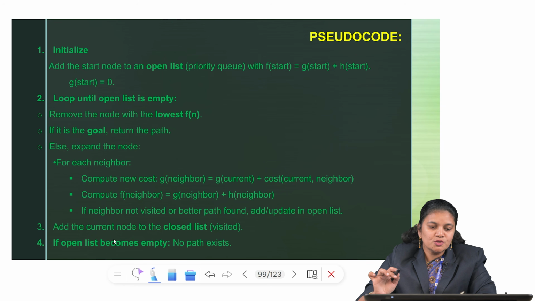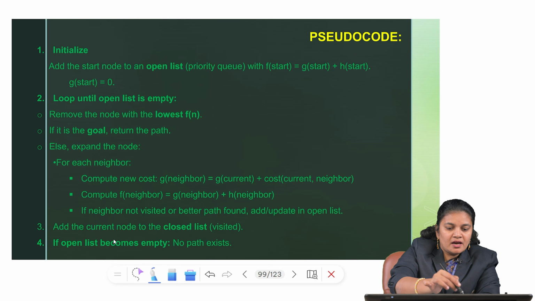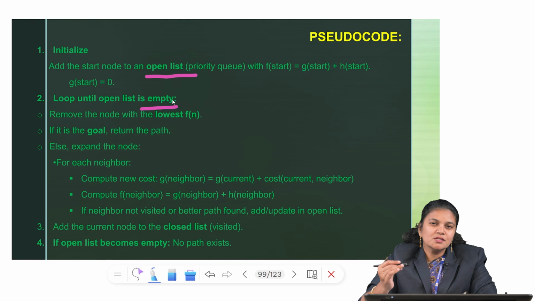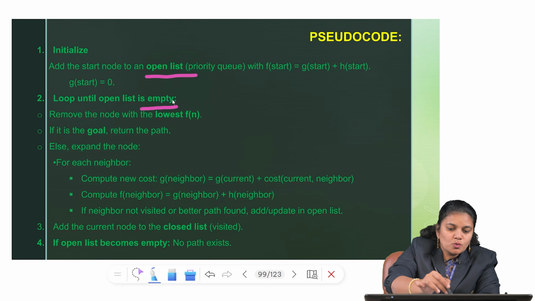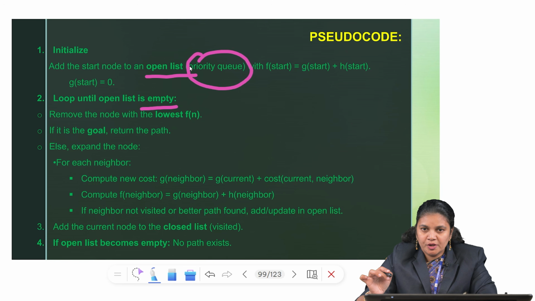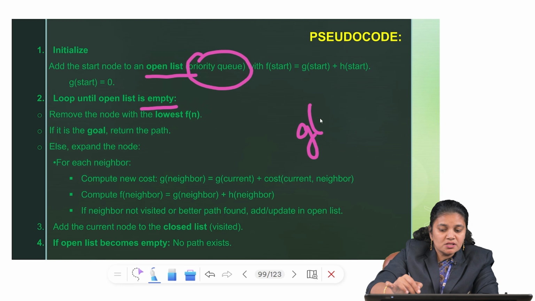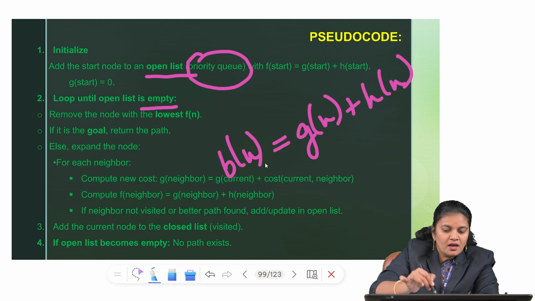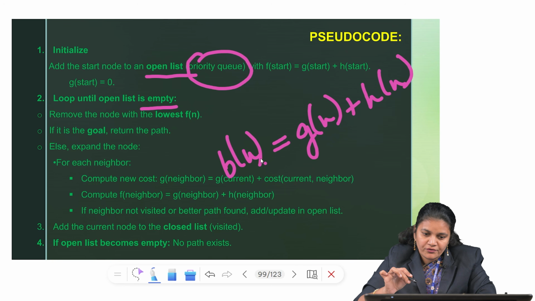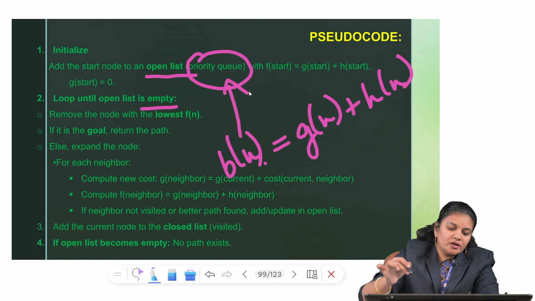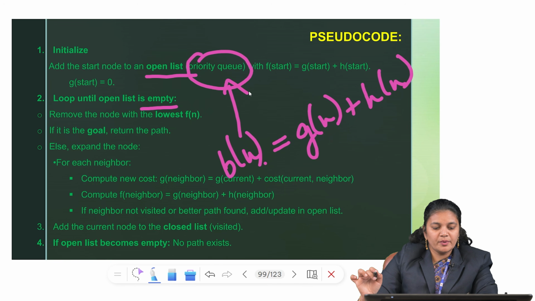Let's see the pseudocode of this. Here we are keeping an open list. Initially that open list will be empty. This is for finding out the visited vertices. And one by one we will be removing, and this open list will be a priority queue. Again we are using the priority queue because here we'll use g of n plus h of n, which is our f of n. We should find the minimum value of f of n that has to be prioritized. So we are using a priority queue.